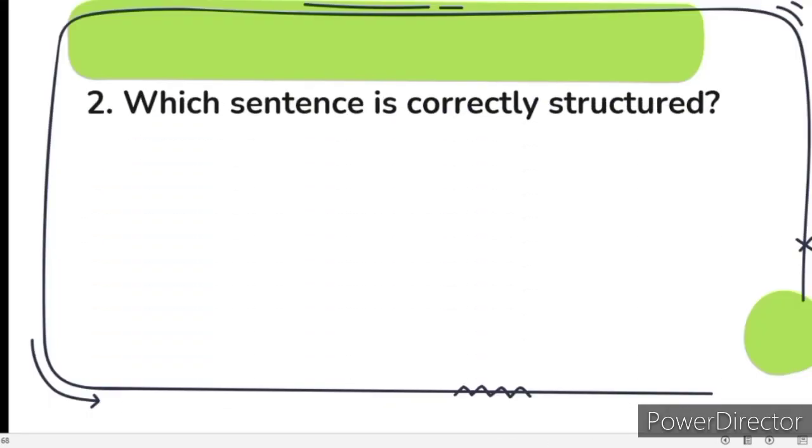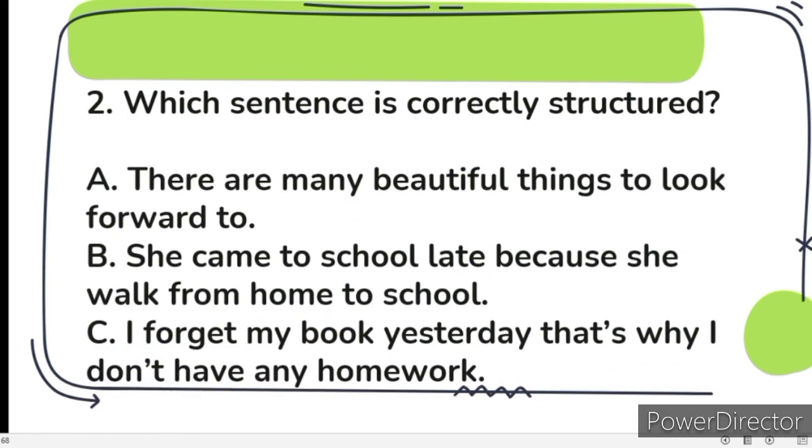Number 2. Which sentence is correctly structured? A. There are many beautiful things to look forward to. B. She came to school late because she walked from home to school. C. I forgot my book yesterday. That's why I don't have any homework.